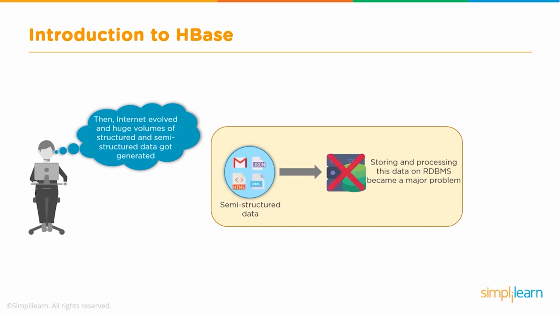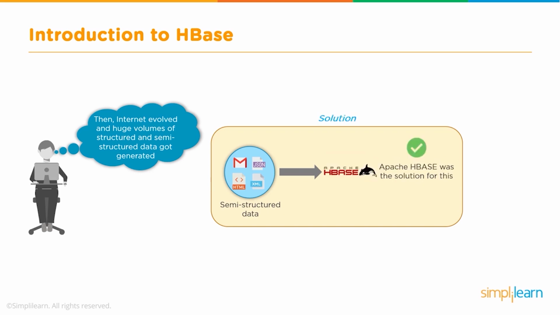Then the Internet evolved, and huge volumes of structured and semi-structured data got generated. And you can see here with the semi-structured data, we have email. If you look at my spam filter, you know what we're talking about. All the HTML pages, XML, which a lot of times is displayed on our HTML and help desk pages, JSON. All of this, each year, almost doubles from the year before in how much of it is generated. So storing and processing this data on an RDBMS has become a major problem. And so the solution is we use Apache HBase. Apache HBase was the solution for this.